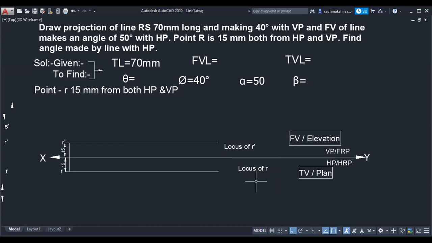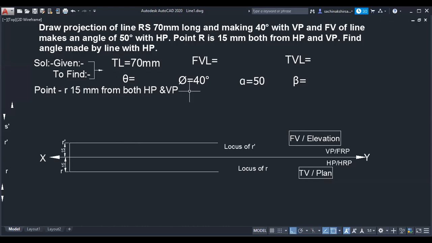So point R I have located 15 mm from both HP and VP, meaning above HP 15 mm, in front of VP 15 mm. I located R dash and R at these points, and immediately I have drawn the locus. Now we have to focus up to this. Any problem? No, sir. Very simple. So very slowly we are going.